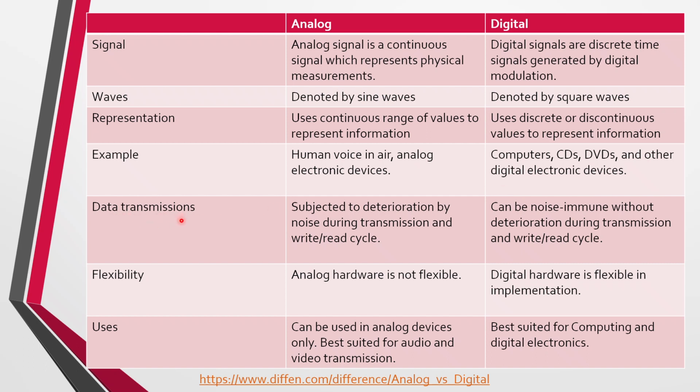Data transmissions. The data transmission of an analog signal is subject to deterioration by noise during transmission and read and write cycles. In digital, it can be noise immune without deterioration during transmission and the read-write cycles that we talked about. There's error correction and other things that are available.